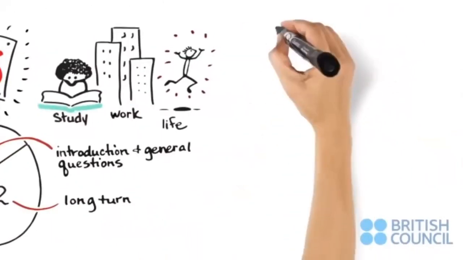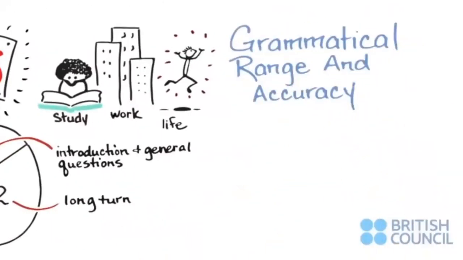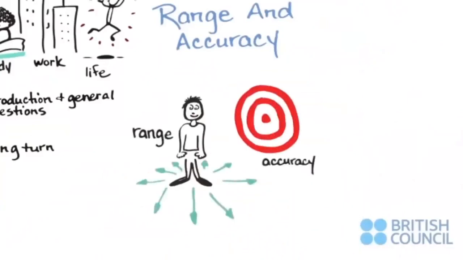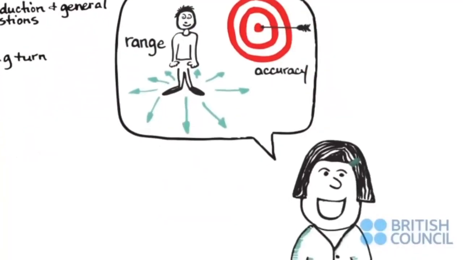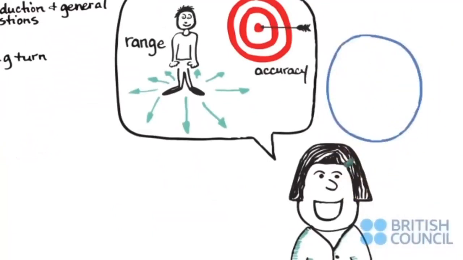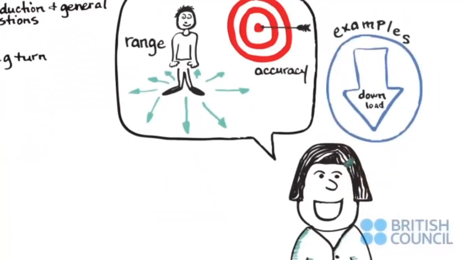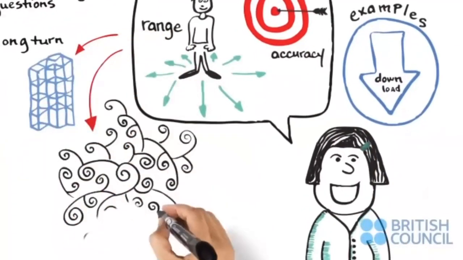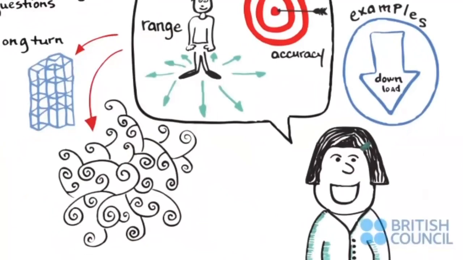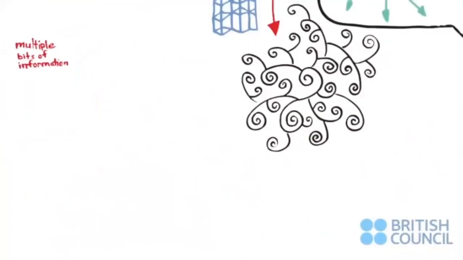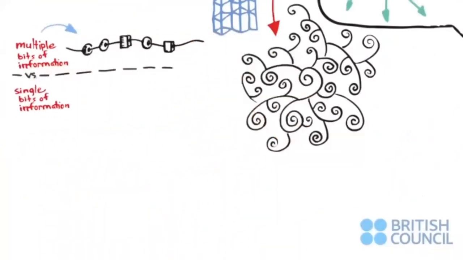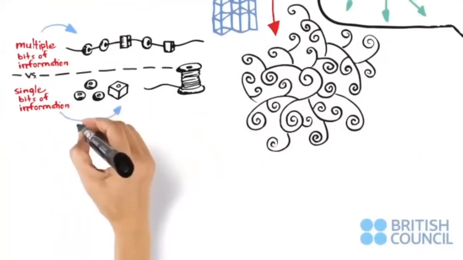Here we look at the criteria of grammatical range and accuracy. Look for the other 3 criteria in other videos. This criteria focuses on the range and accuracy of the test taker's grammar while speaking. Look for our accompanying downloads for examples of the range of grammatical structure. The range of grammar includes using a variety of complex structures. These are sentences with multiple bits of information. Contrast that to separate, simple sentences with a single piece of information.